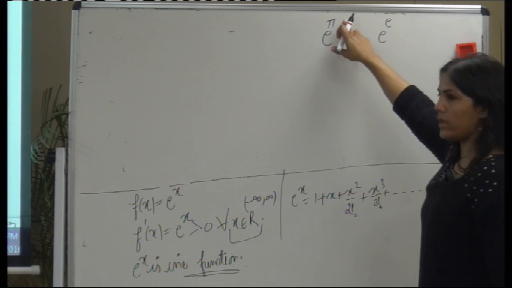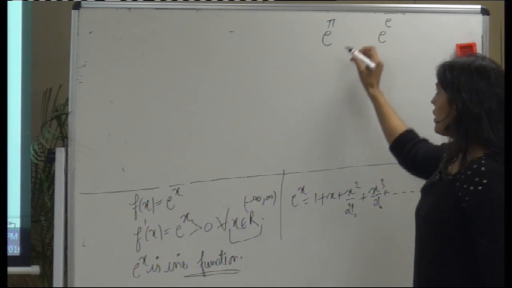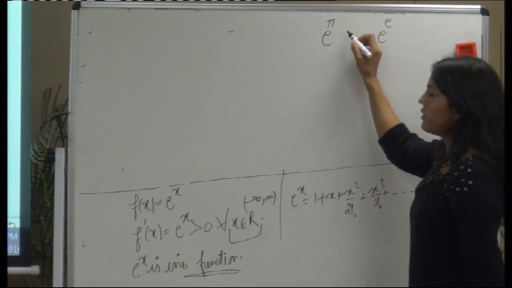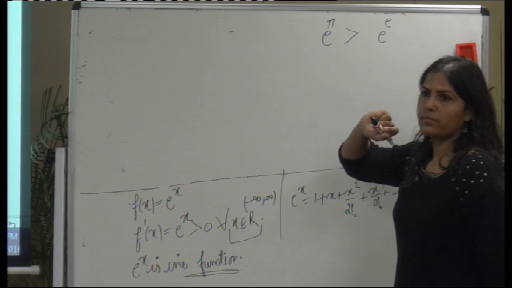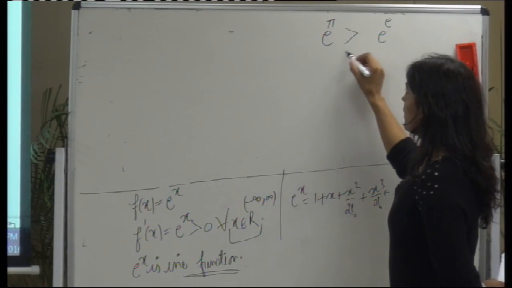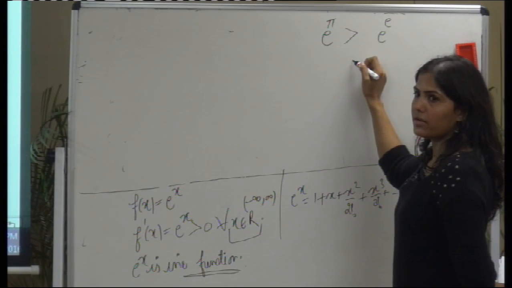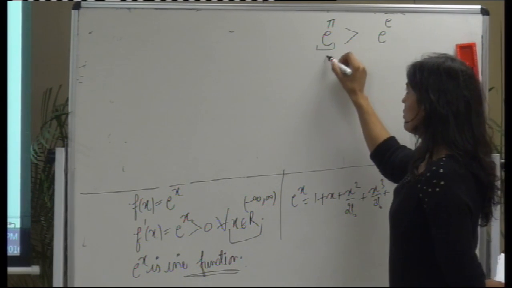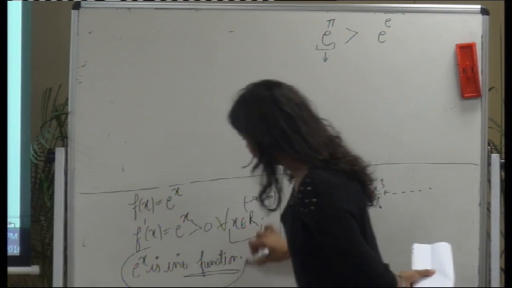Okay, you are putting the pi value and then the e value. Okay. How many of you are saying e to the power pi is greater? Okay. And what fact are you using? Pi is greater than e, and any other surety point? Okay, e is a positive number.